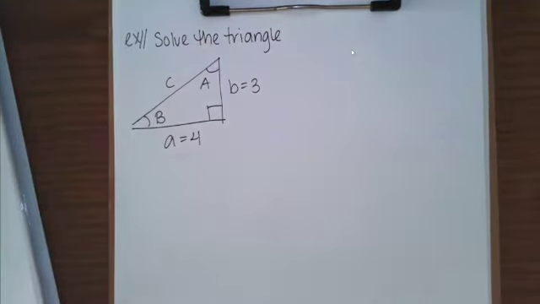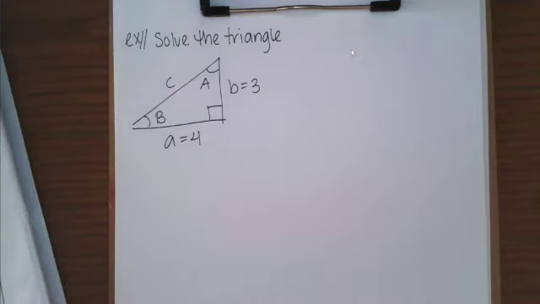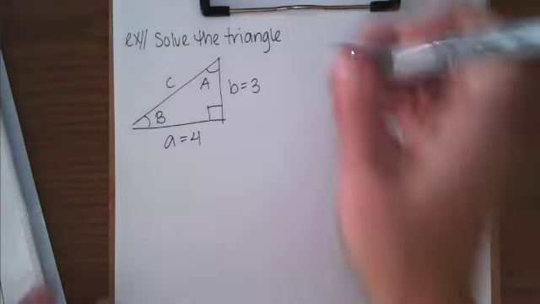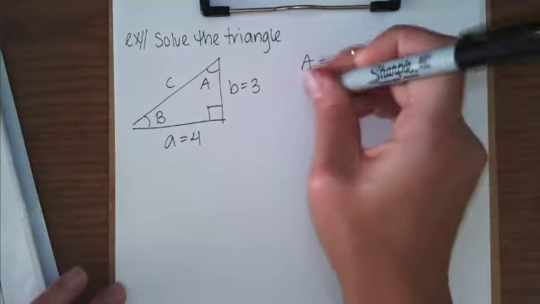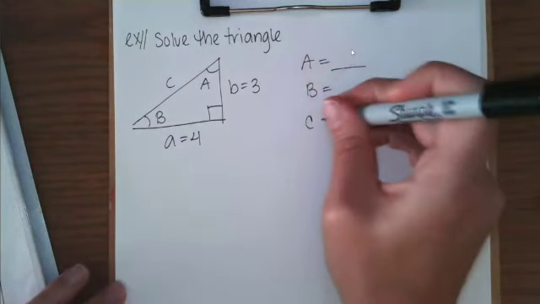Okay, so let's solve this triangle. We have that side A is 4, side B is 3. We don't know what side C is, and we don't know what angle A is, and we don't know what angle B is. So this one's a little bit different than the previous example, but our methods are going to be the same. So we want to start by finding angle A, finding angle B, and finding side C.